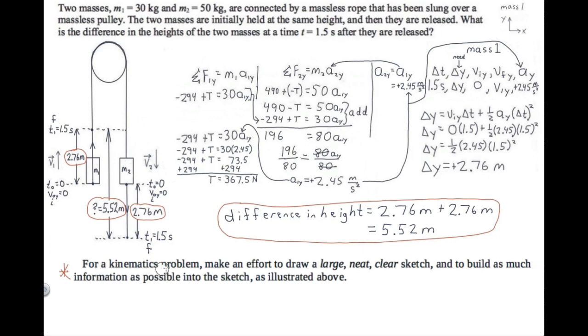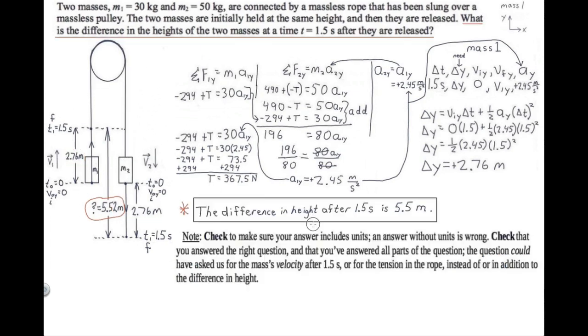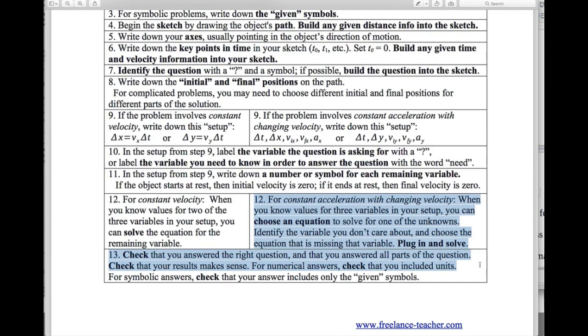Remember, for a kinematics problem, make an effort to draw a large, neat, clear sketch and to build as much information as possible into the sketch, as we've illustrated here. Now we're ready to answer the question. The difference in height after 1.5 seconds is 5.5 meters. Here's a summary of the final steps that we completed in our kinematics process. Actually, we have one more check left to make. We should check that our results make sense.